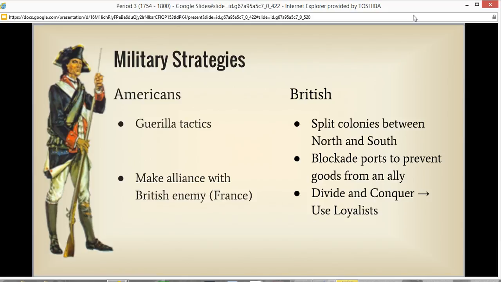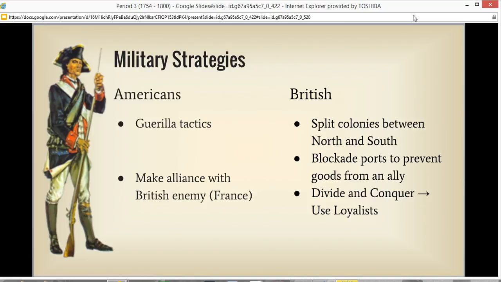Now, the British strategy: they want to split the colonies between the North and the South. They want to basically split them right down the middle. They want to block the ports to prevent any resources from coming in from an ally. They don't know who their allies are, but they want to make sure that no European country is helping the colonists. And quite honestly, there just aren't a whole lot of European countries that like Great Britain at the time.